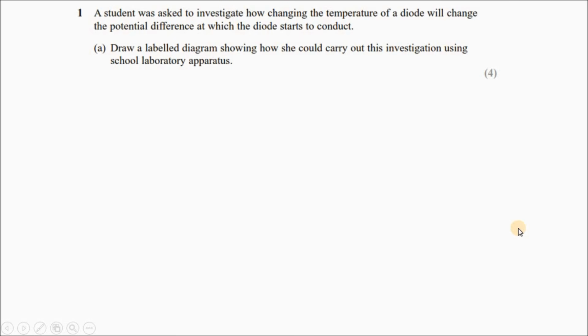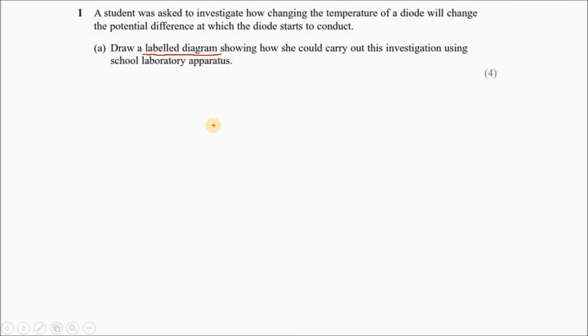A student was asked to investigate how changing the temperature of a diode will change the potential difference at which the diode starts to conduct. Draw a labeled diagram showing how she could carry out this investigation using school laboratory apparatus. So in this question, you just need to draw a labeled diagram showing all the equipment used in this investigation.